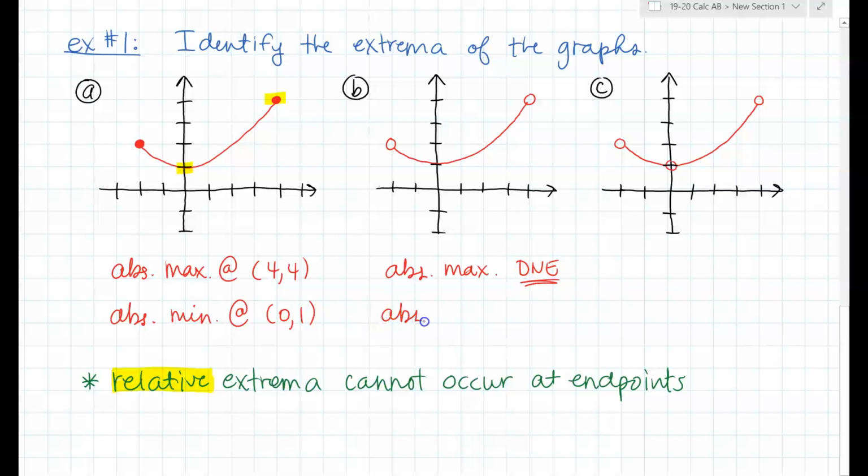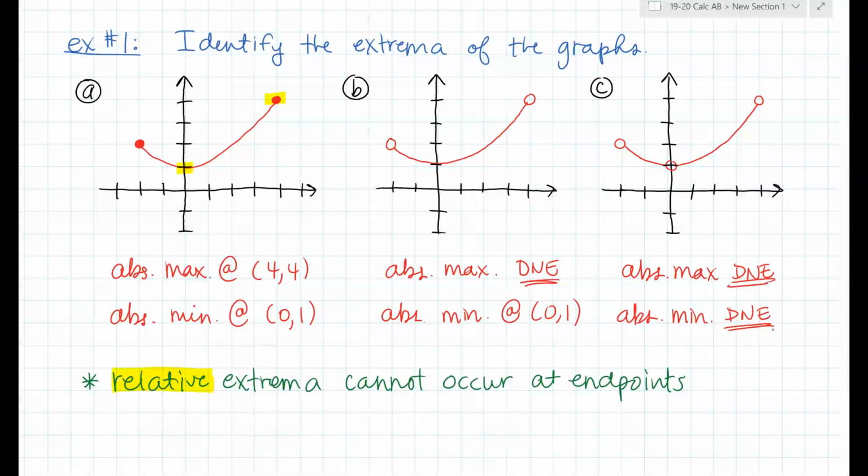What about an absolute minimum? Where would you say that is? At 0, 1. All right. What about absolute max for C? I'm just writing this out. What did you guys say? DNE. What about absolute minimum? Also does not exist, okay? Because it's discontinuous, okay? When there's discontinuity, you can't say the point is highest or lowest where it's discontinuous.